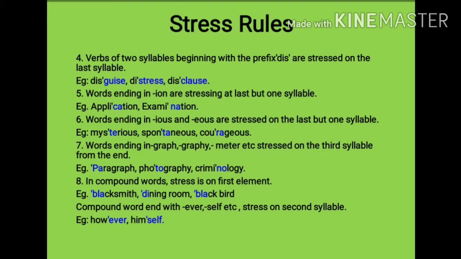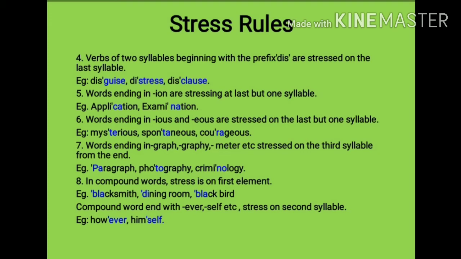In such words, the stress is on the last syllable, that is disguise, guise. So disguise, distress, disclose. Verbs of two syllables beginning with the prefix dis are accented or stressed on the last syllable. Another rule is, words ending in ion are stressed on the last but one syllable.